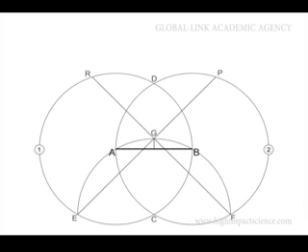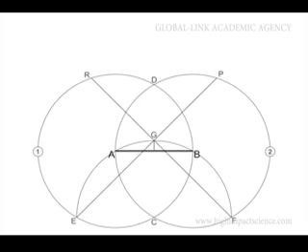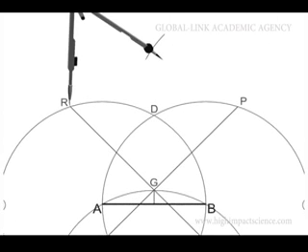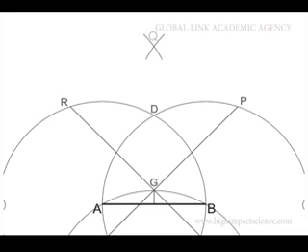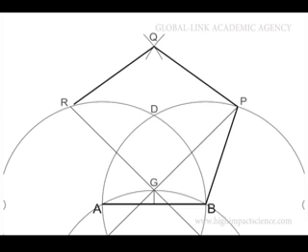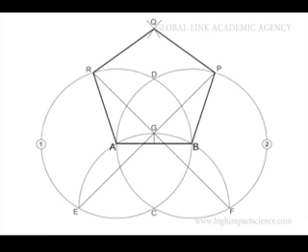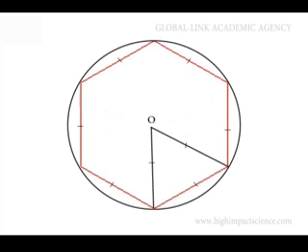With P and R as centers and AB as radius, draw two arcs intersecting each other at Q. Finally, draw the lines connecting these points to complete the pentagon. The easiest polygon to construct is a hexagon. For a hexagon, the length of the sides equal to the radius of a circumscribed circle to that hexagon. Try constructing that.